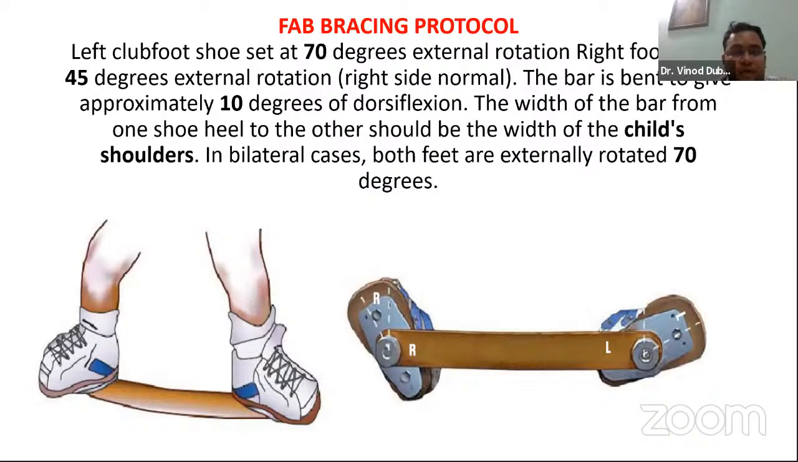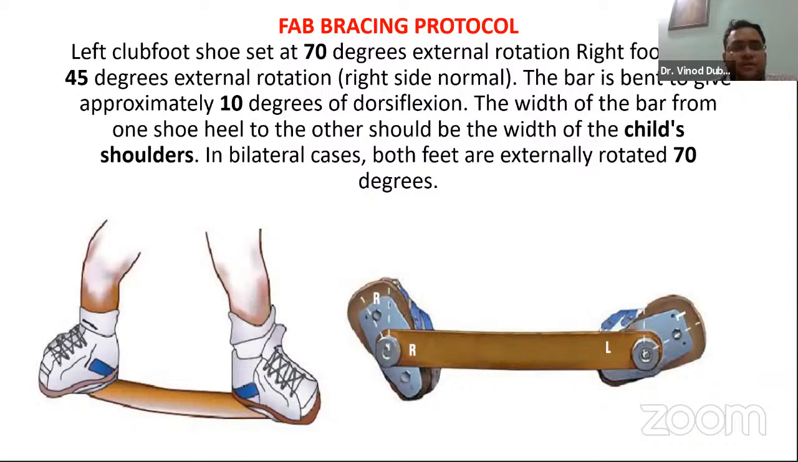And the protocol goes like this: first 3 months, 23 hours, I mean full time, only while bathing or cleaning you can remove the brace, and otherwise full time in brace for 3 months. And after 3 months, generally what I'll do is 12 hours in the night and 3 to 4 hours during daytime when the child is sleeping. That time you can apply a foot abduction brace.